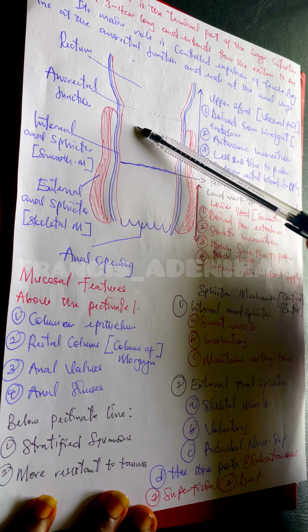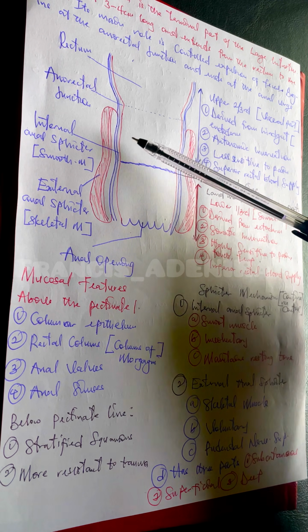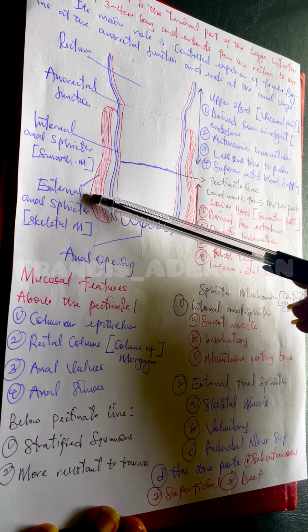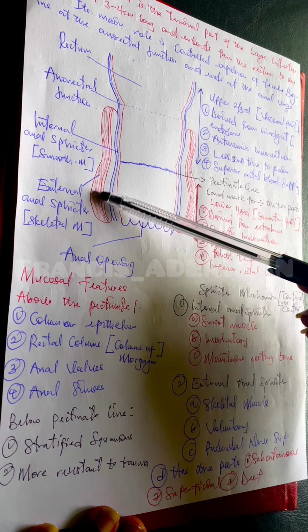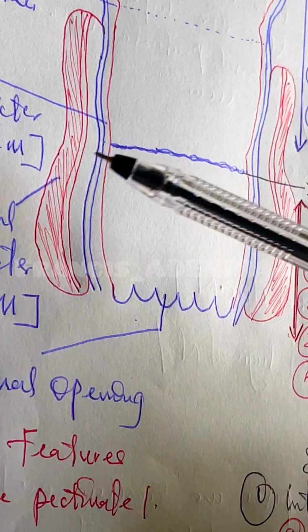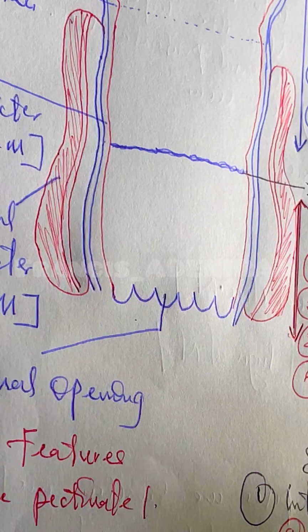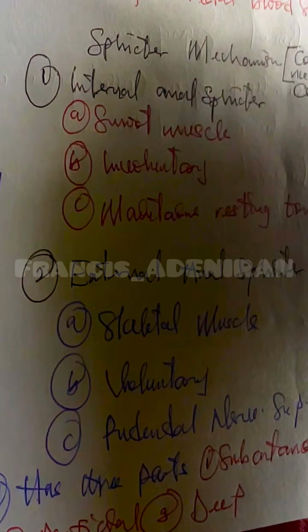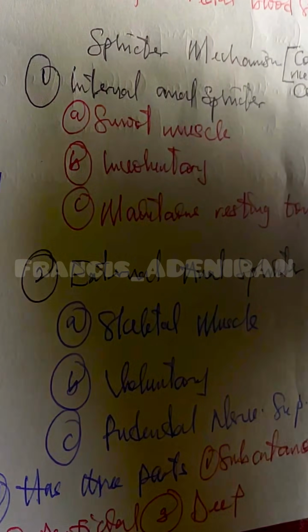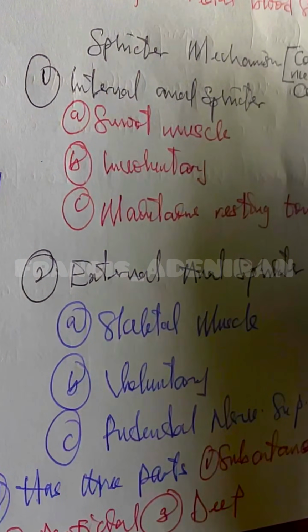It's composed of smooth muscles and helps in maintaining resting tone of the anal canal, while the external anal sphincter is composed of skeletal muscle. It is voluntary. It is also supplied by the pudendal nerve, and it has three parts. This external anal sphincter has three parts. It has the subcutaneous part, the superficial part, and the deep part.